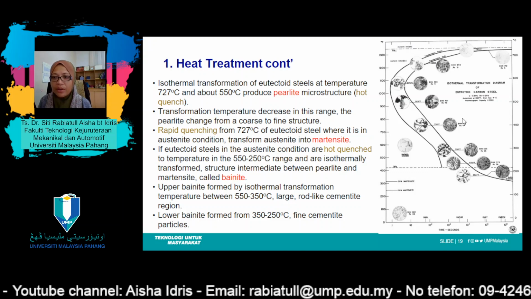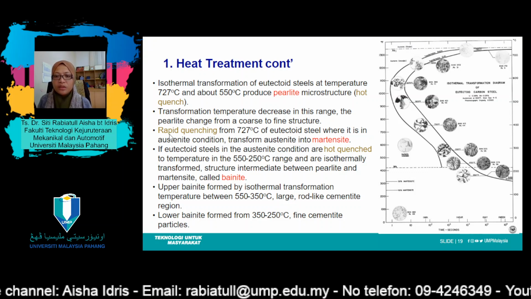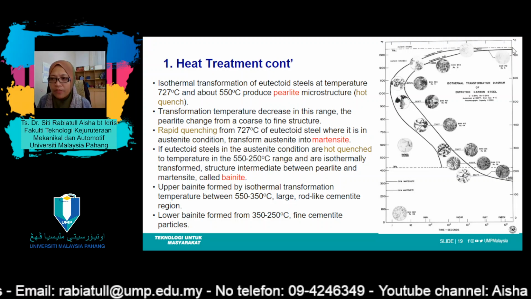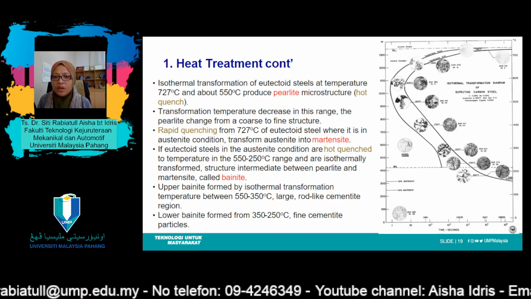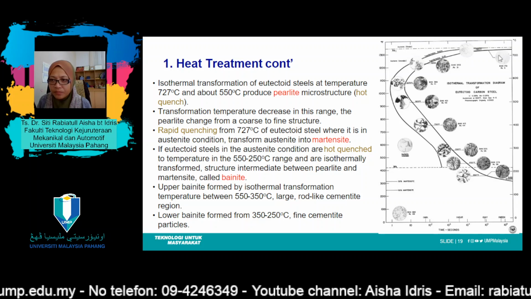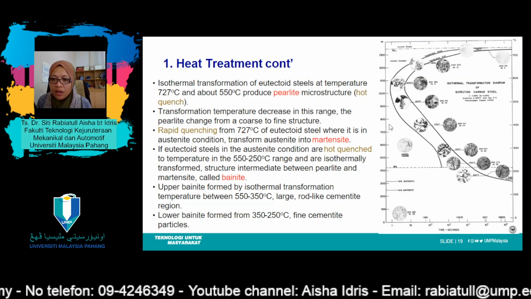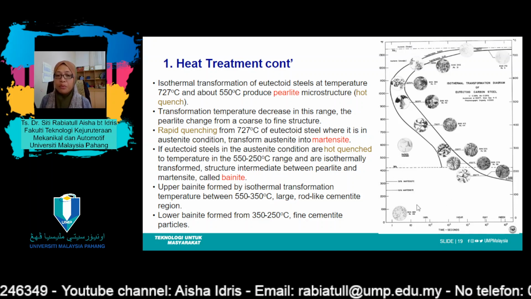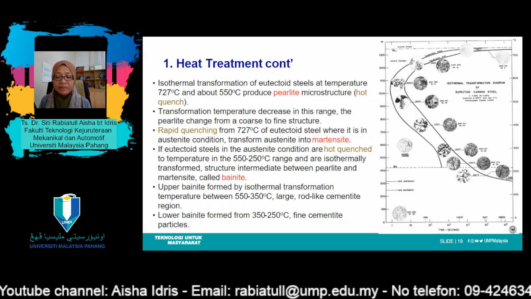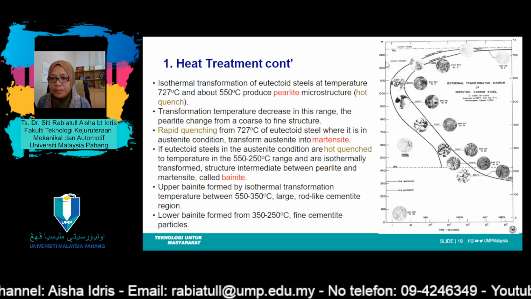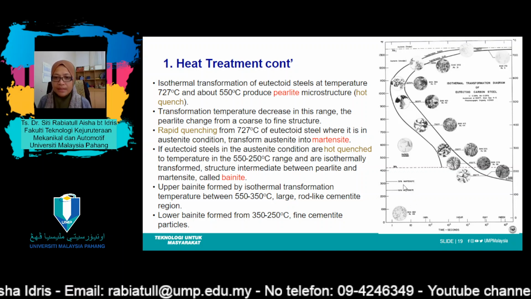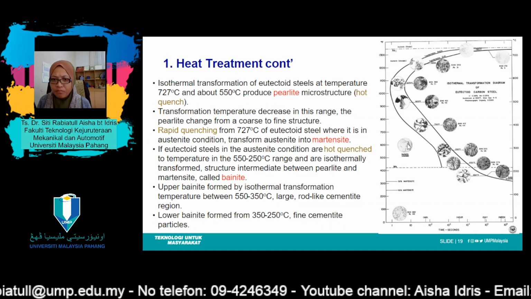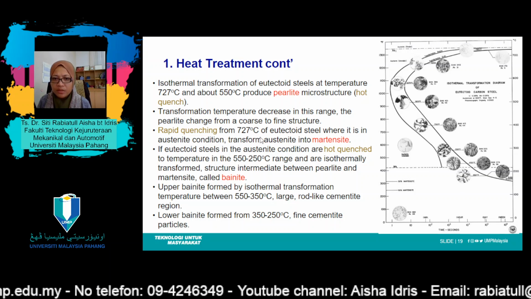Okay, so in this same area, number three, rapid quenching. From 727, rapid quenching from this point, it will turn into 100% martensite over here. Later on, you will see the line for 50% martensite and 100% martensite. So rapid cooling, starting from this point, reaching martensite. After that, this one, 727 until 550.